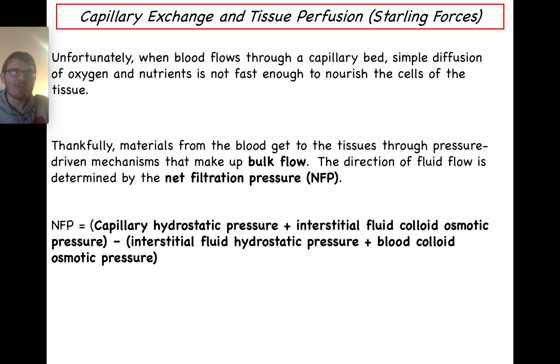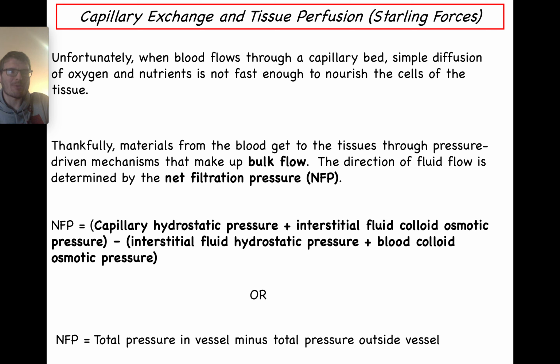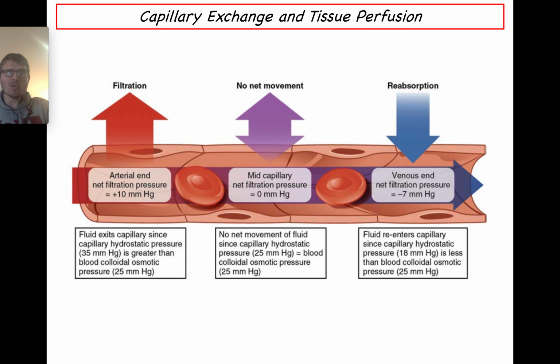So rather than make you try to digest this and force you to do calculations on it, although I do think there is some value in that, we can sum it up a little bit more simply. Your net filtration pressure is basically just the total pressure inside the vessel minus the total pressure outside the vessel. So whatever the number is, whether you get a positive number or a negative number, that is going to determine whether total materials are moving from the inside of the blood out or outside the blood in. And the reason why this is important is because that number is going to change as you go from the arterial side of the capillary to the venule side.